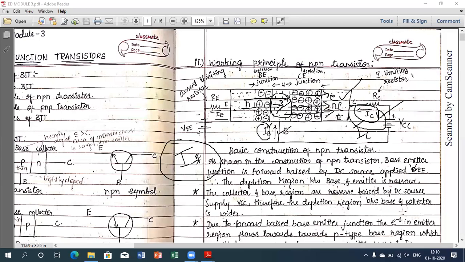So now this is the working principle of NPN transistor. I hope it is clear for everyone. It is very simple. If it is yes, just put a message in the chat box so that we'll move on to the next one. Do it first.